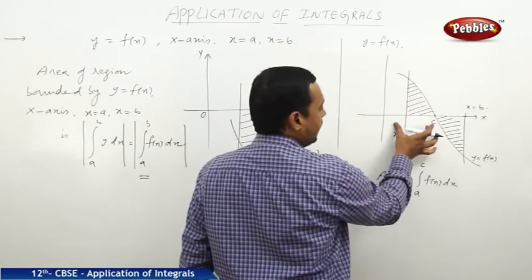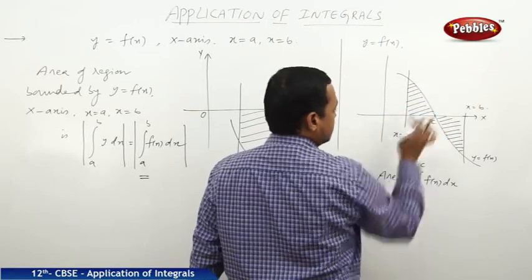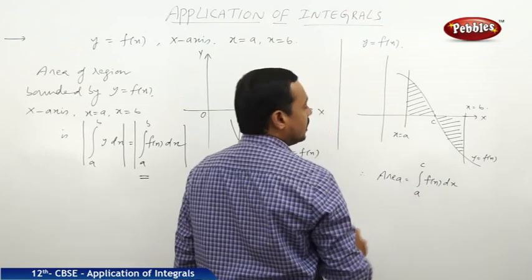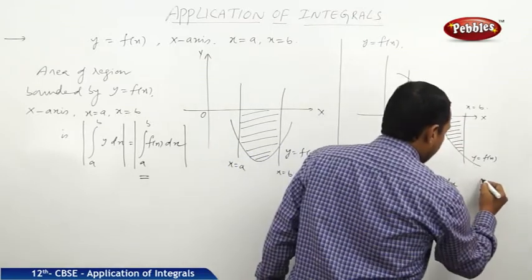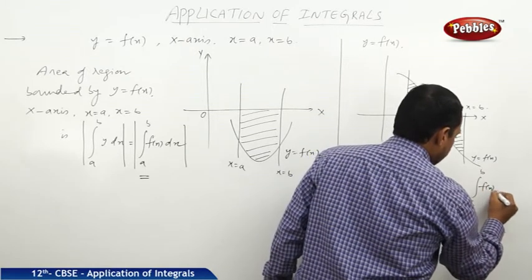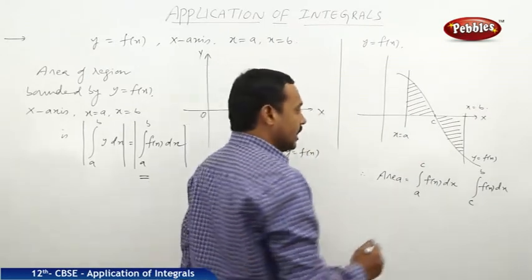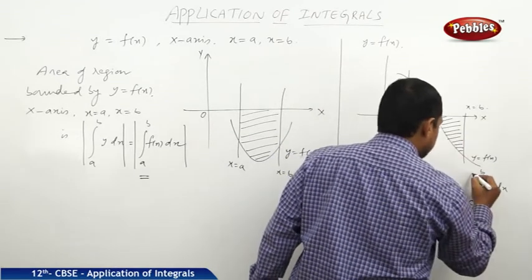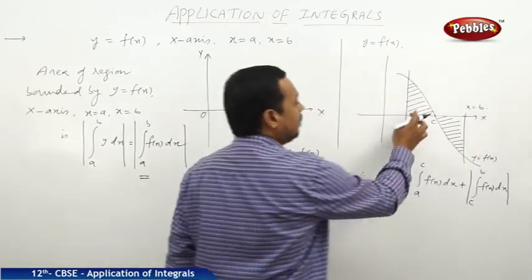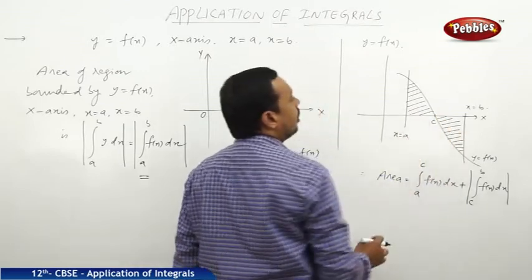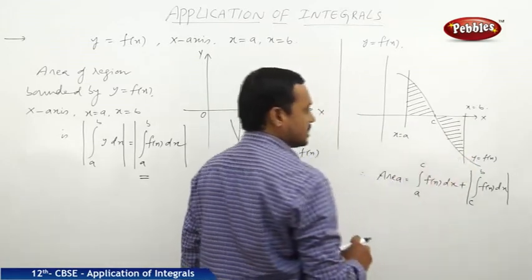Between x equals a and x equals c, the graph is above the x-axis. Therefore, the area of the portion above the x-axis is given by integral a to c f of x dx, and the area below the x-axis, defined between c to b, is integral c to b f of x dx. Since the graph is below the x-axis, we get a negative integral, but area is always positive, hence we have to take the modulus here and add these two. Therefore, the sum of these two areas gives the total area of the region bounded by the curve y equals f of x between x equals a and x equals b, like this.